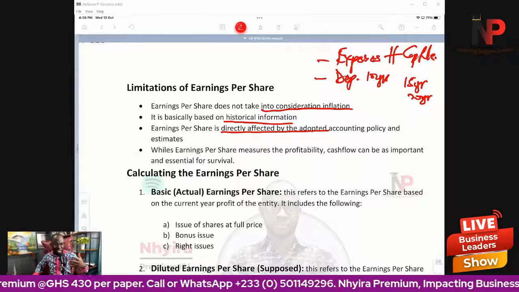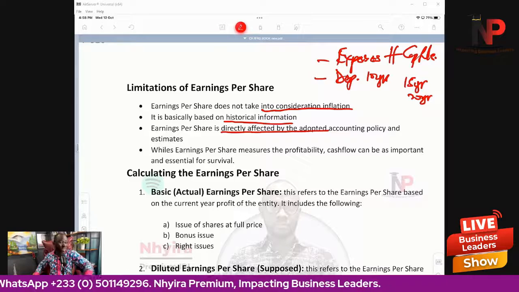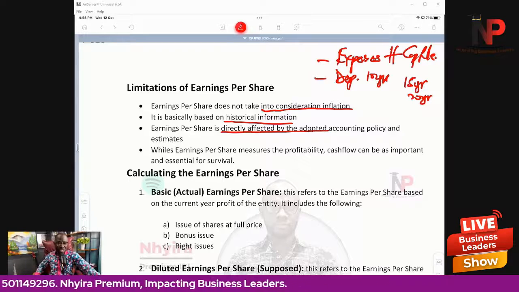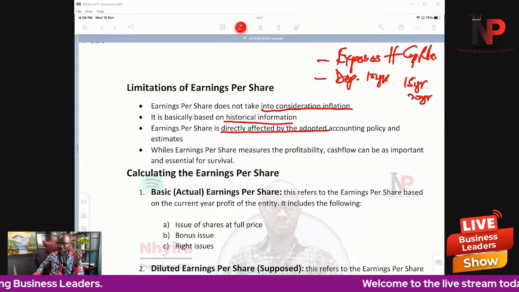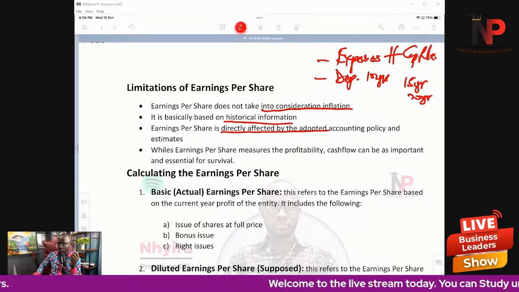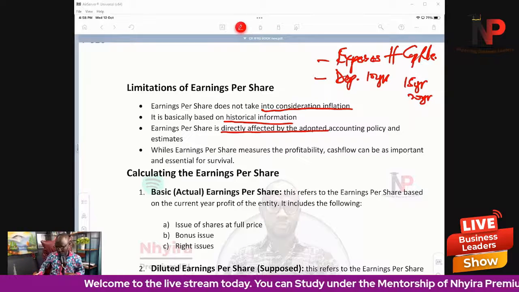So that is why, even though it's a good indication of the earnings of the company, investors don't just rely on the earnings per share to make investment decisions, because management can really use creative accounting and window dressing and all that to be able to manipulate that data.